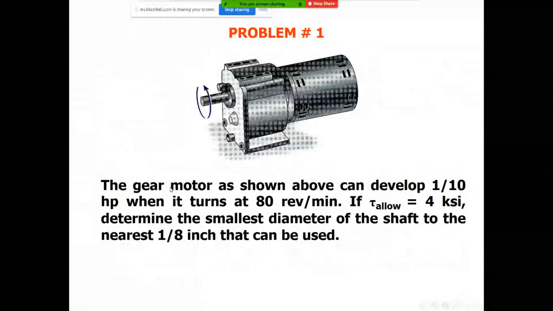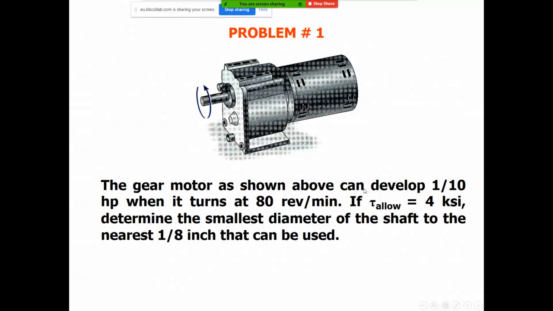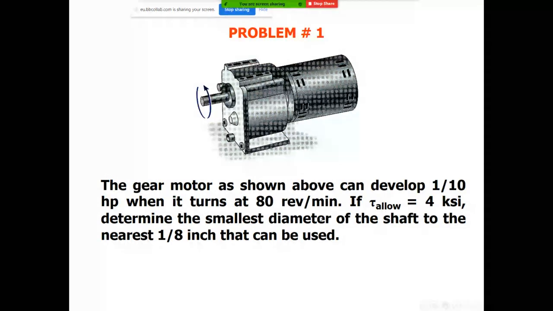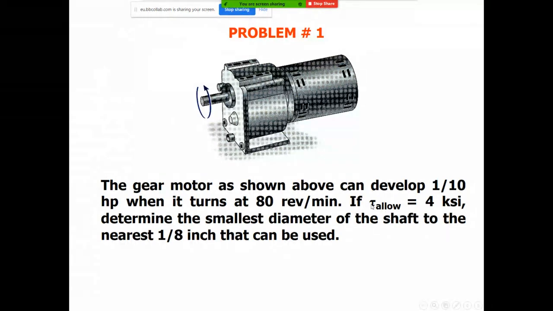So this gear motor, as shown above, can develop 1/10 horsepower. This is one of the examples, when it turns at 80 revolutions per minute. Okay, if the tau allowable is equal to 4 ksi, determine the smallest diameter of the shaft to the nearest 1/8 inch that can be used.